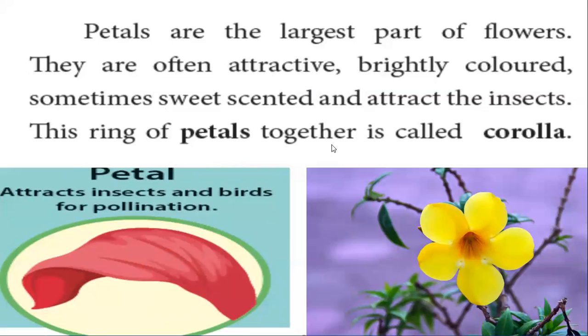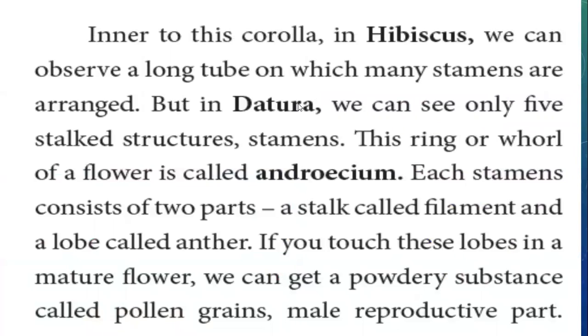So the ring of petals together is called the corolla. The individual part is the petal. Next we study the androecium. The androecium is the male reproductive part of the flower. Inner to this corolla, in hibiscus, we can observe a long tube on which many stamens are arranged. In hibiscus, many stamens are arranged inside the corolla.